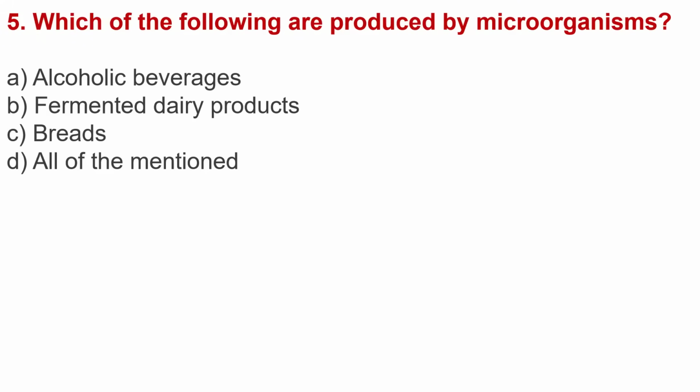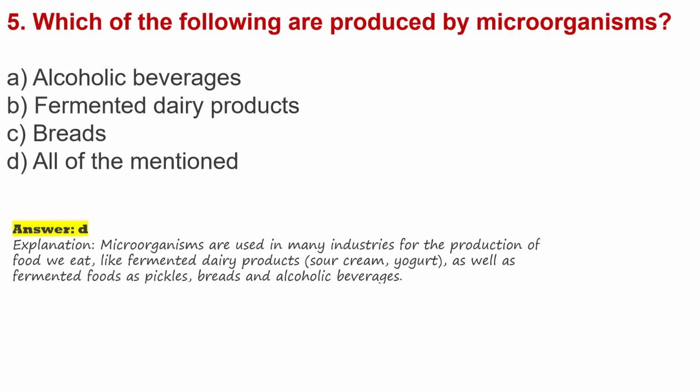So question 5, which of the following are produced by microorganisms? A. Alcoholic beverages, B. Fermented dairy products, C. Bread, and D. All of the mentioned, meaning all of the above. So the answer is all of the above.